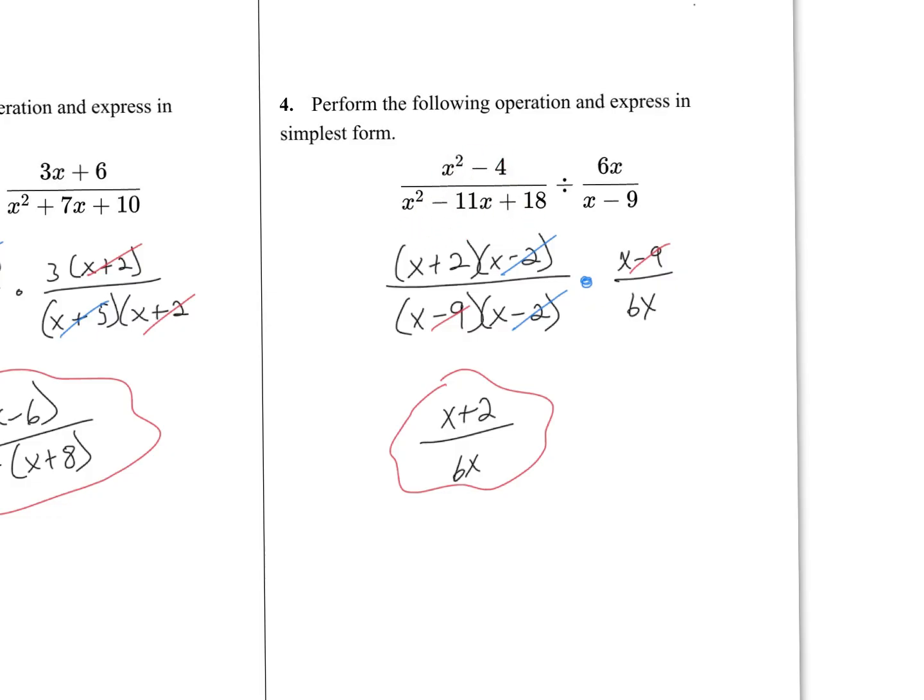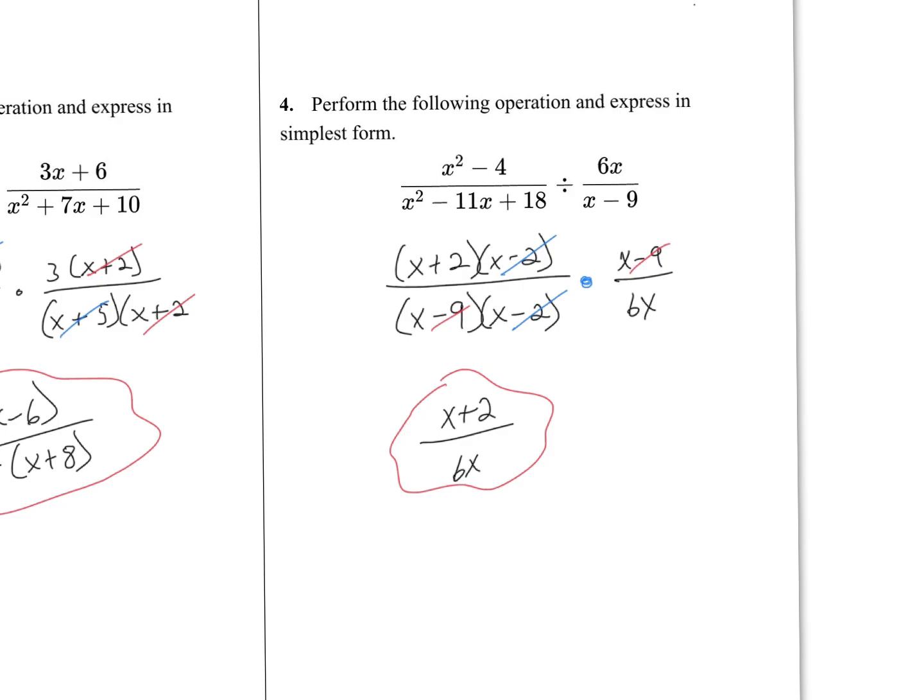This trinomial gets factored into x minus 9 times x minus 2, and then I change it to multiplication, and then I flip the fraction. So the x minus 9 is the numerator, and the 6x is the denominator. Then again, we cancel out our common factors of x minus 2 and x minus 9. We're left with x plus 2 times 6x, and that's our answer.